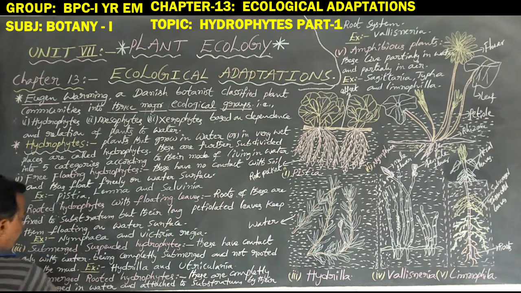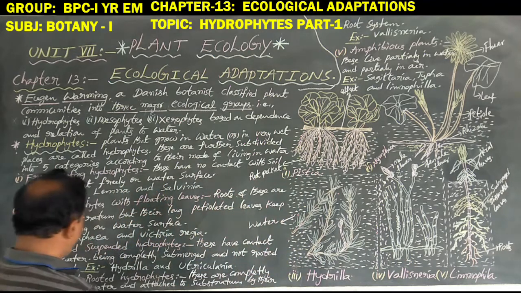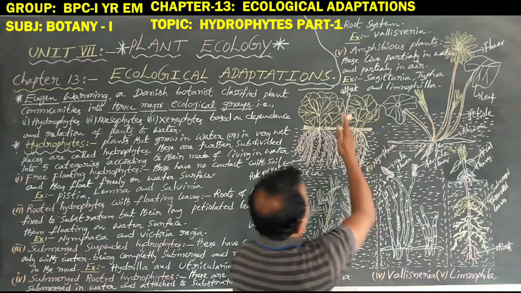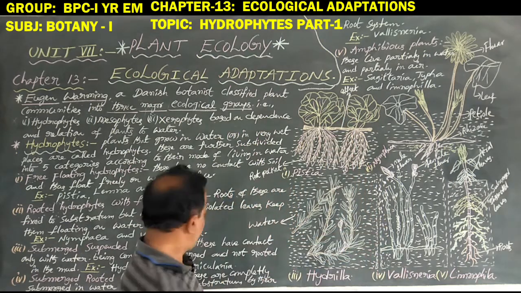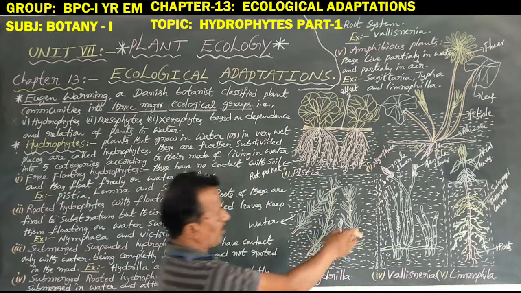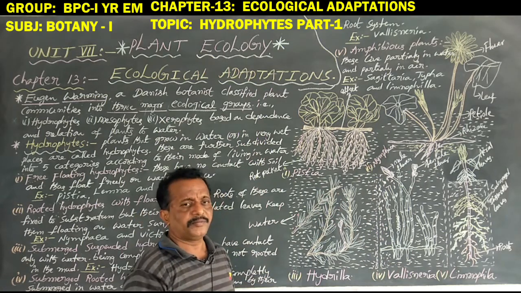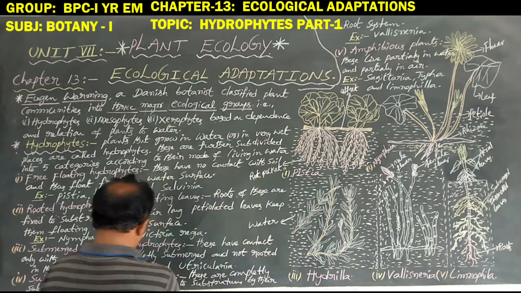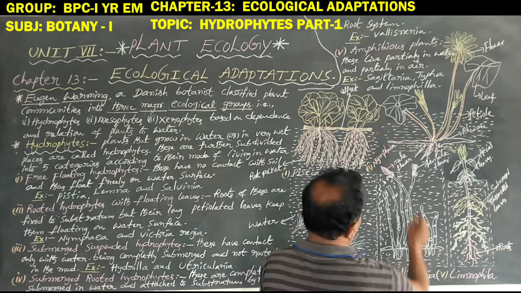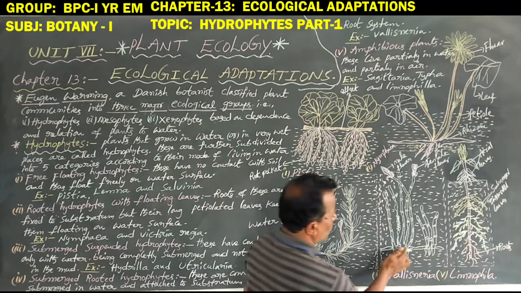And next, coming to the fourth one, submerged rooted hydrophytes. The best example is Vallisneria. Dear students, these are completely submerged in water. They grow at the bottom of the water and are attached to the substratum, to the mud, with the help of their root system.